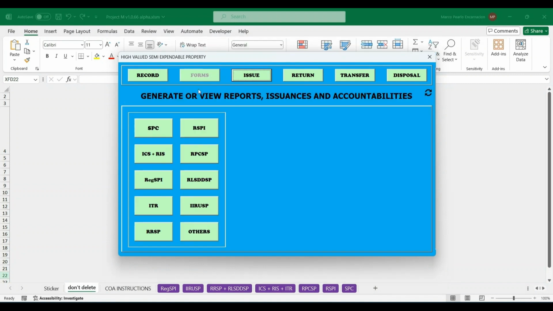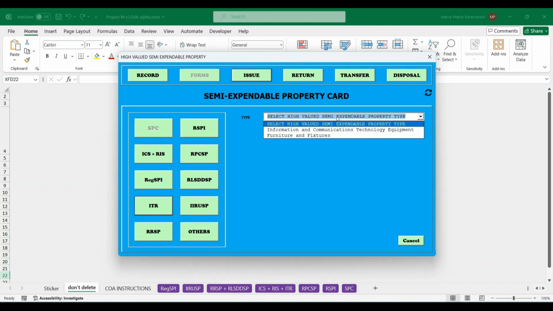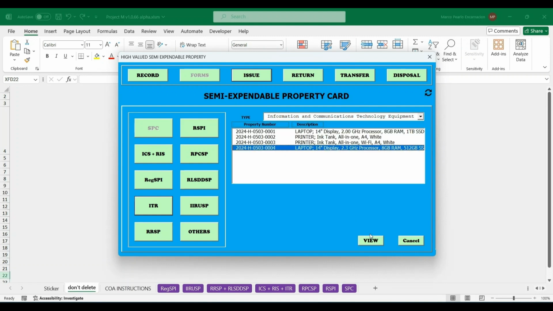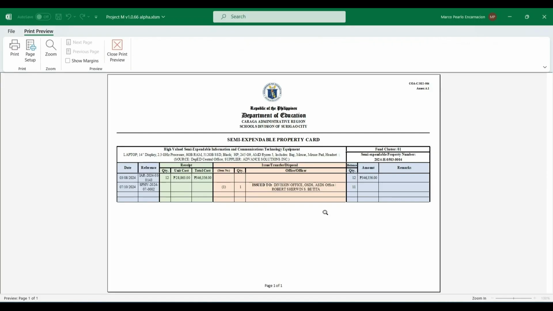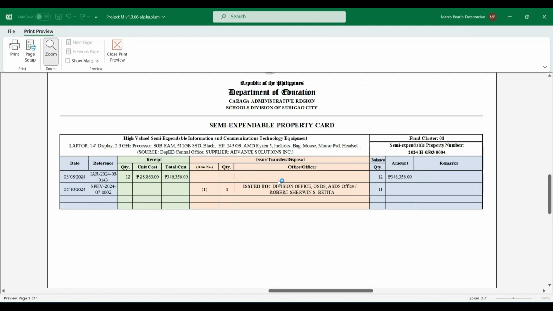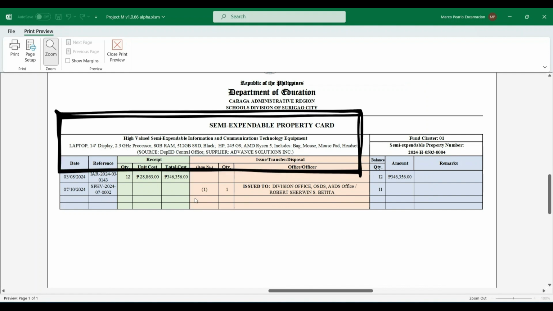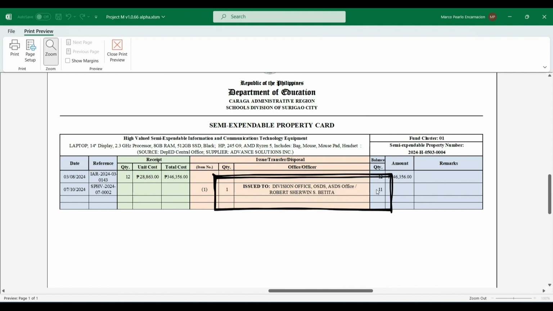In our earlier videos, we were familiarized with the Semi-expendable Property Card, or the SPC. This form shall be maintained in the Supply and Property Unit for each class of semi-expendable property to record promptly the acquisition, based on the inspection and acceptance report and other supporting documents, issue, transfer, disposal, and the description or information about the asset. As you may have noticed, the laptop issuance to Mr. Batista has been reflected in the SPC. Let's move on to the next form.